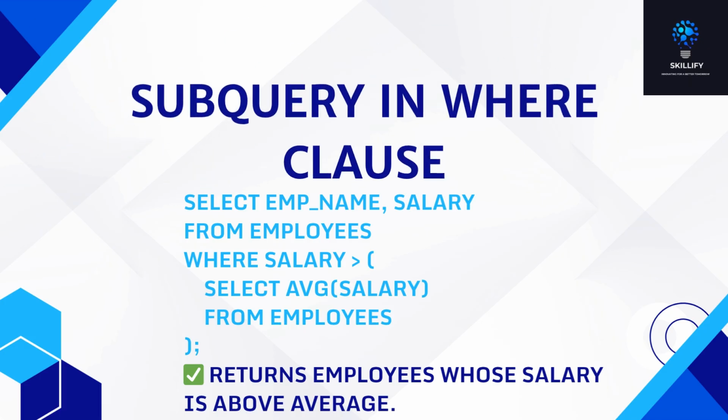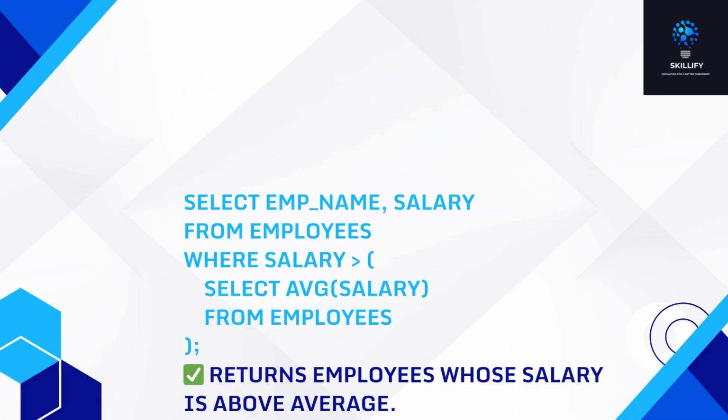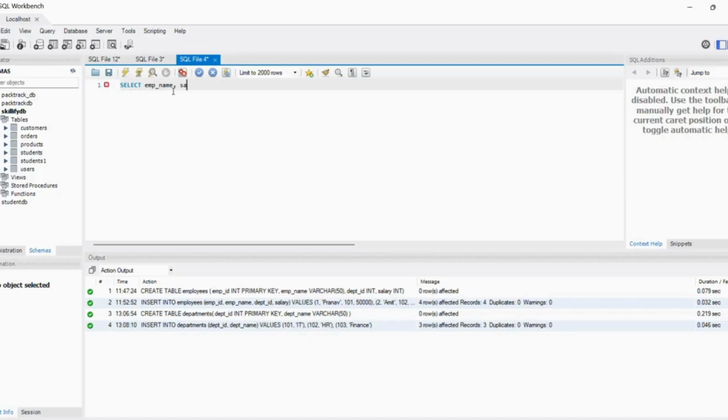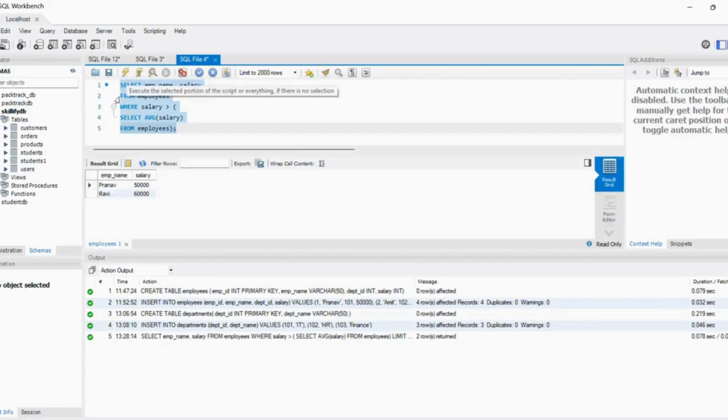Example 1. Subquery in where clause. We want to find employees who earn more than the average salary. Query: select empname, salary from employees where salary is greater than (select AVG of salary from employees). Output shows only high-earning employees.